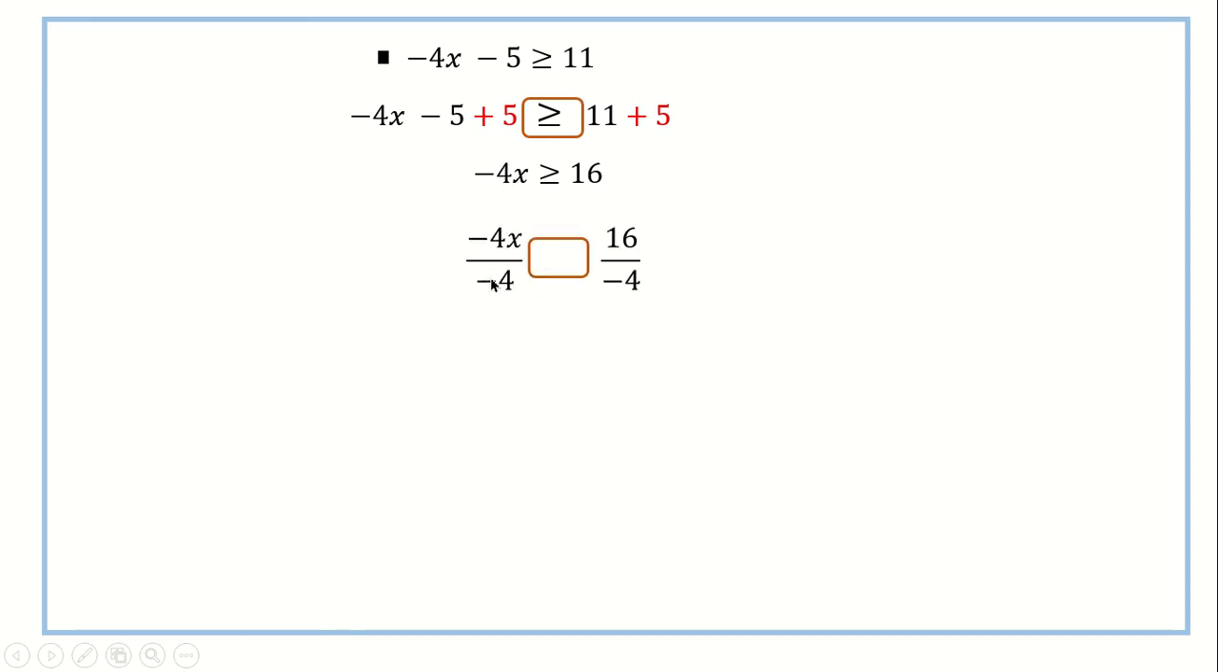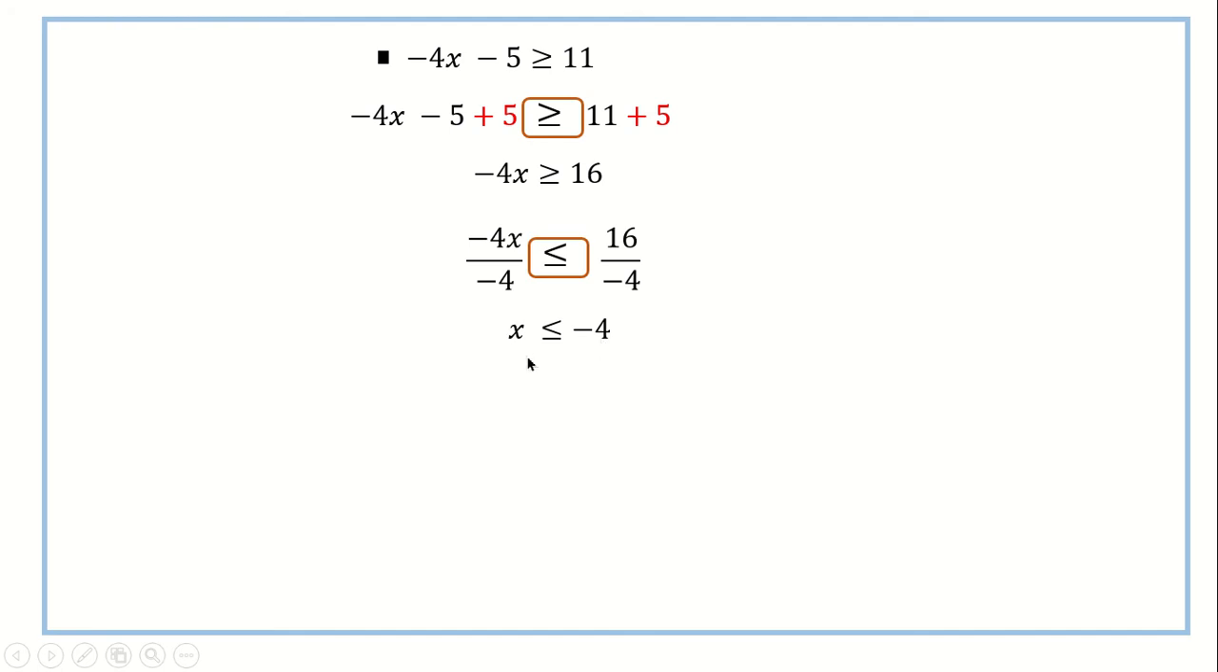Okay, now at this step we will divide both sides of the inequality by negative 4. But then if we do that, what will happen? Will the sign reverse or not reverse? Remember, we are dividing by negative 4 on both sides. Remember that dividing by a negative reverses the sign of the inequality. So the sign of inequality will now be less than or equal to. Now finally we get x is less than or equal to negative 4.